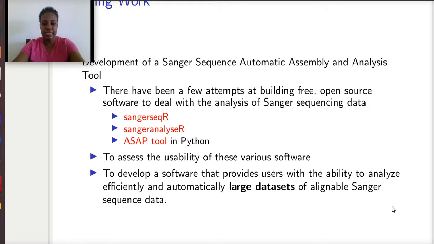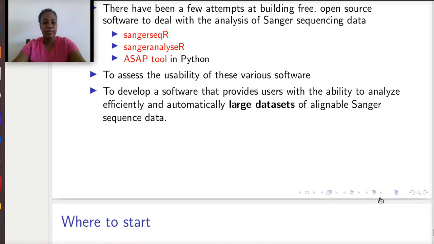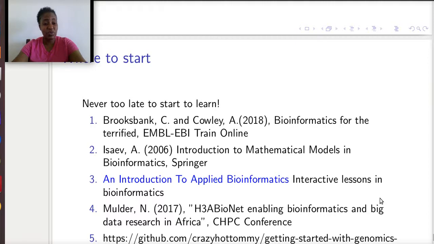We have the SangerSeq in R, SangeranalyseR, and the ASAP tool in Python. So I have a master's student that we are working together with on this. We assess the usability of these various software that already are out there. And our goal is to develop software that provides users with the ability to efficiently and automatically handle large data sets of these single sequence data. And it's never too late to learn.